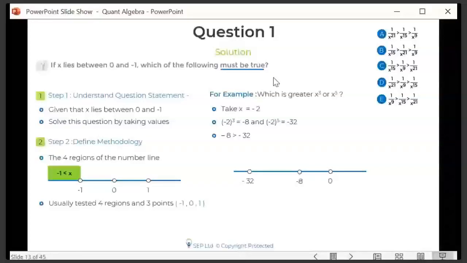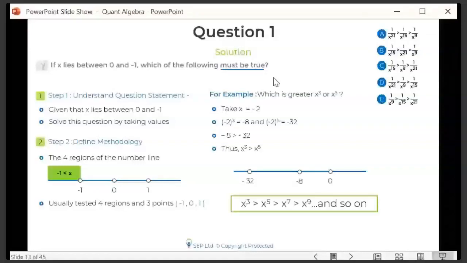And once I see -8 is greater than -32, I can say that x cube is greater than x to the power 5. So the important learning and takeaway is you don't need to worry about getting two different answers in any region. In one particular region, the answer is always going to remain the same. And once you find out a pattern, you can extend it also. You don't need to check for other powers. So if x cube is greater than x to the power 5, then x to the power 5 will be greater than x to the power 7, x to the power 7 will be greater than x to the power 9, and so on for this particular region.